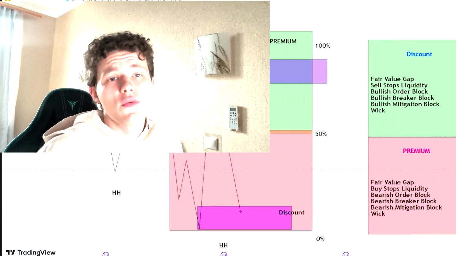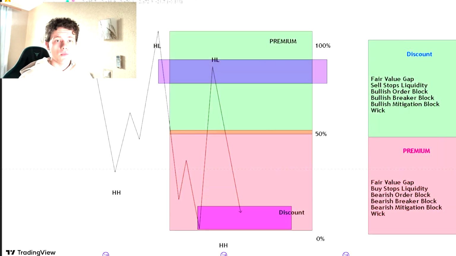Hello everyone, and today we are going to talk about what the premium and discount zones are in our smart money trading concept. So first of all, let's begin. What is premium and discount?